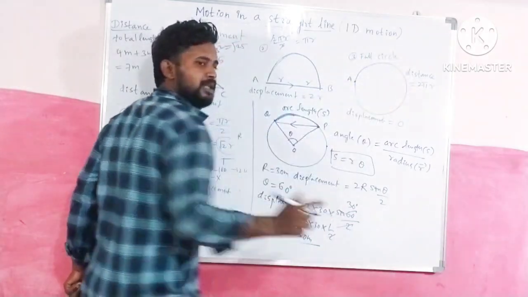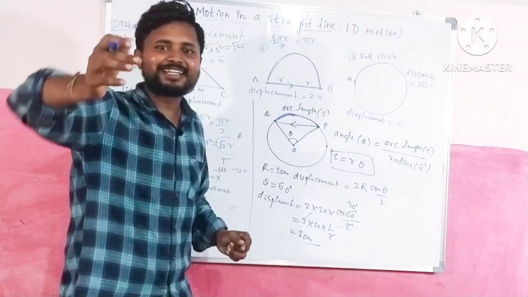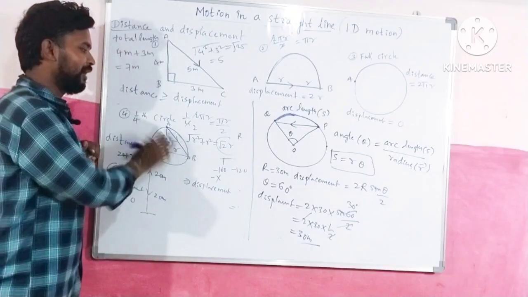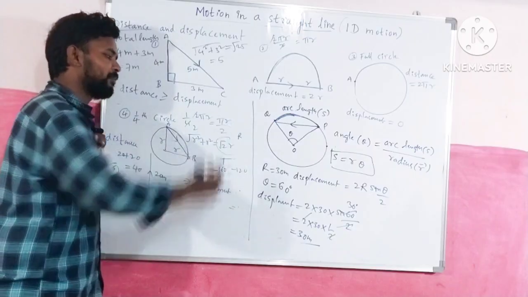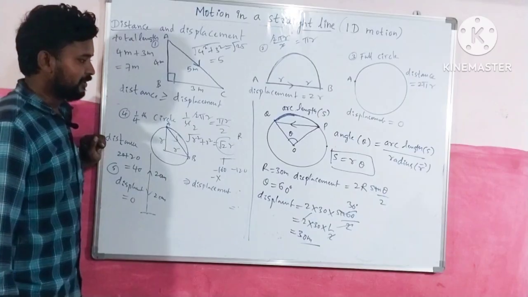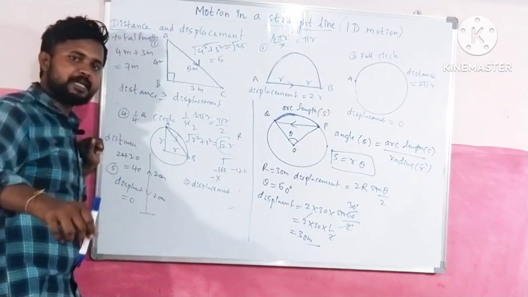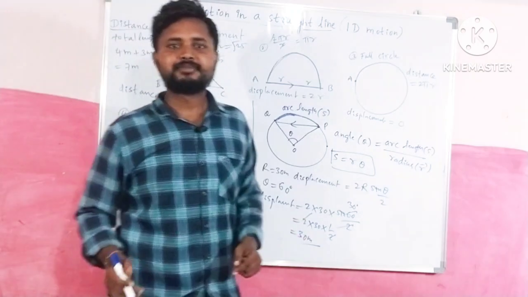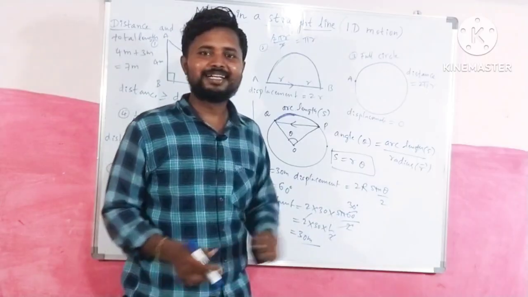When a body completes a full revolution, distance is 2 pi r, the circumference of a circle, and displacement is 0. Next, when a body completes 1 by 4th revolution, distance is pi r by 2, displacement is root 2 r. When a body starts from a position, goes vertically upwards, and returns along the same path, displacement is 0. When a body covers some arc length, distance equals r theta, displacement equals 2r sin theta by 2.